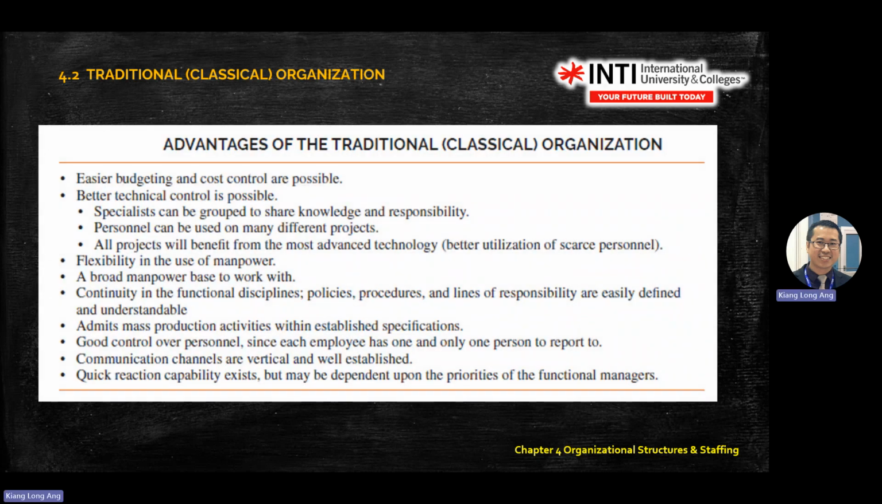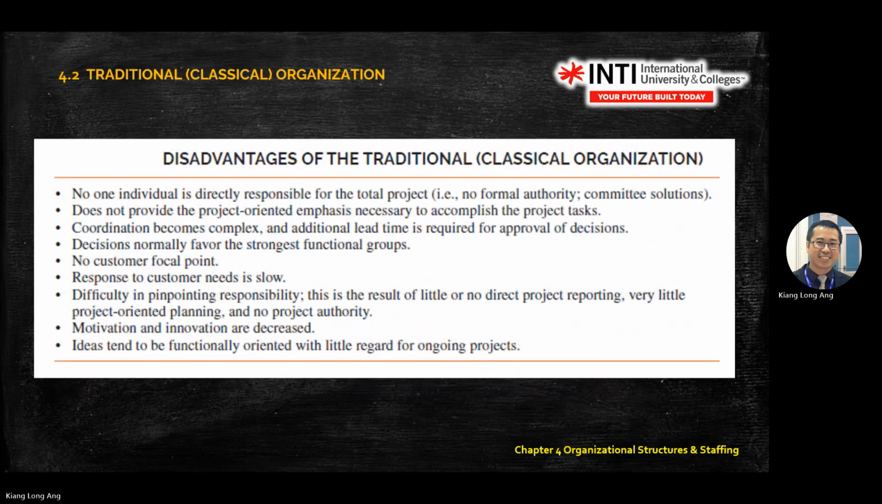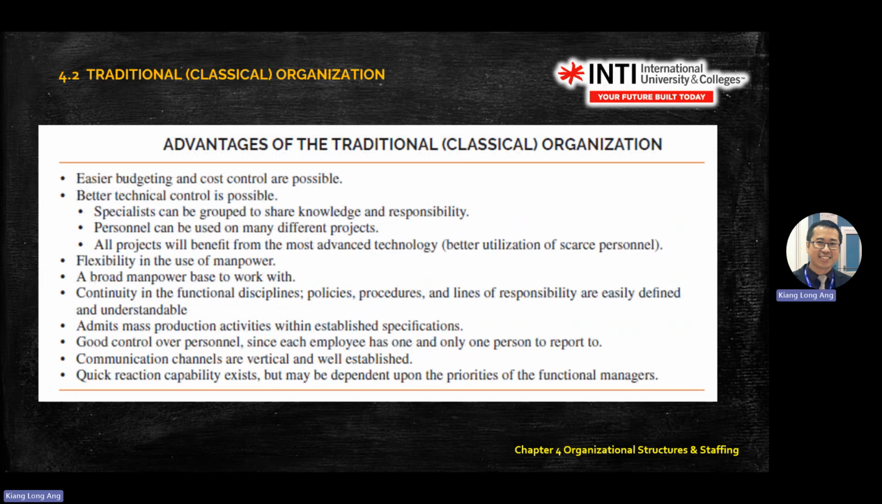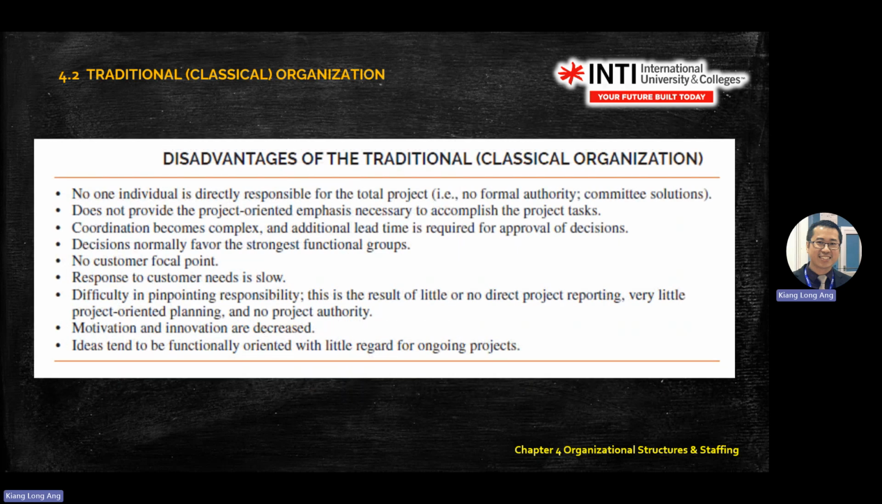These are the advantages of traditional organizations: 1, 2, 3, 4, 5, 6, 7, 8, 9. Again, memorize 3 from here. Disadvantages, you have 1, 2, 3, 4, 5, 6, 7, 8, 9. Remember 3. This kind of structure always appears in the final exam or your test 1, test 2. If you see chapter 1, chapter 2, chapter 3, you also have advantages and disadvantages. So read all these.